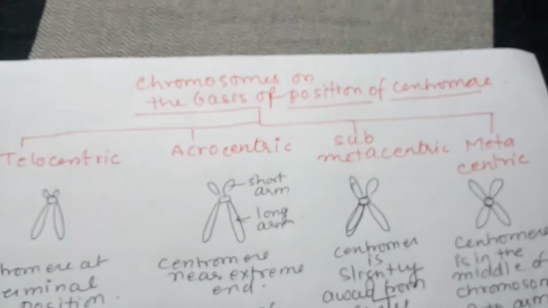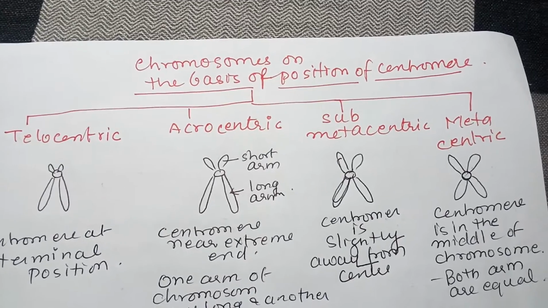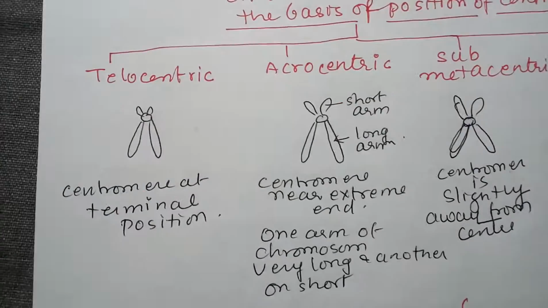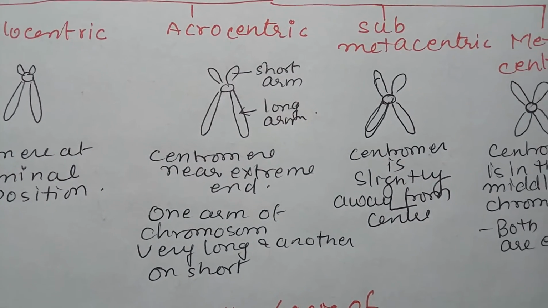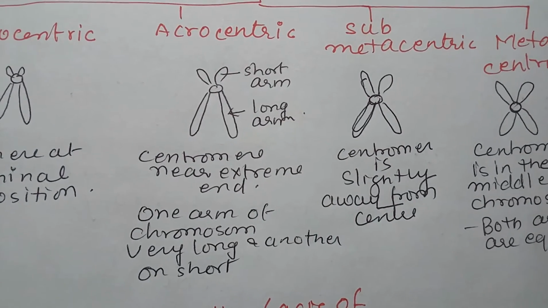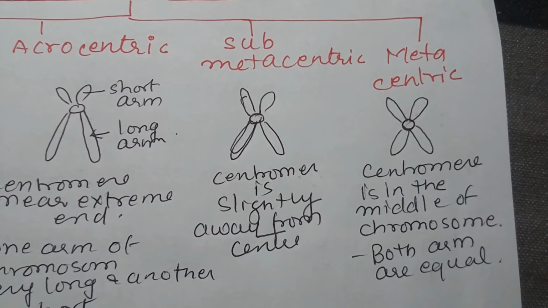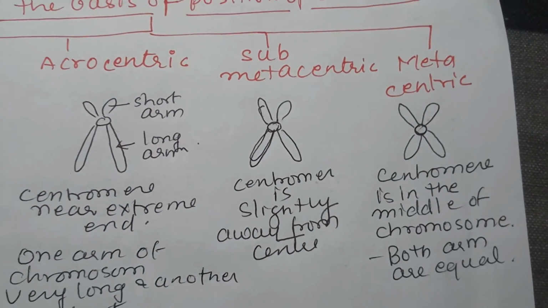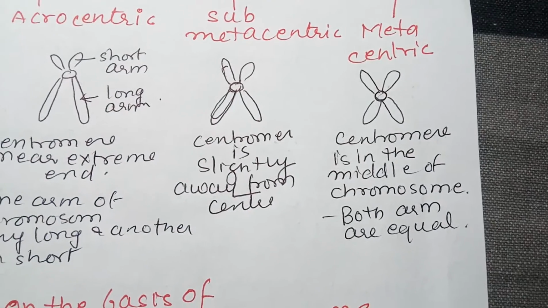Now also look at the types of chromosomes based on the position of the centromere: telocentric, acrocentric, submetacentric and metacentric. Telocentric has the centromere at the terminal position. Acrocentric has the centromere near the extreme end, so one arm looks short and one very long. Submetacentric has the centromere slightly away from the center, and metacentric has the centromere in the middle and the arms are equal.